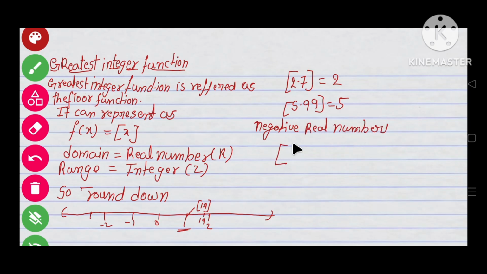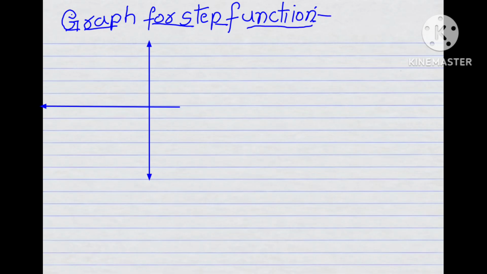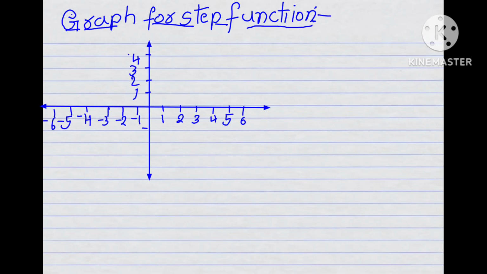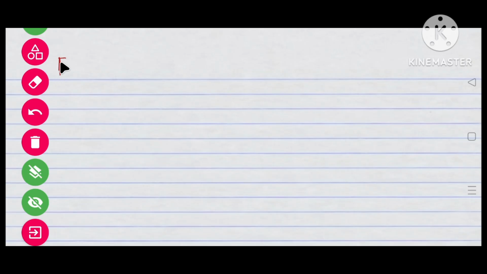The positive numbers reach the number on the left side, and the negative numbers also reach the number on the left side. So minus 2.7 reaches minus 3. Step of minus 5.99 reaches minus 6. Can you guess what the graph of the step function is? The graph of the step function will look like steps. It always reaches the left side number. If you observe the given figure, you will know. For the step function, the domain is the real numbers and the range is the integers.